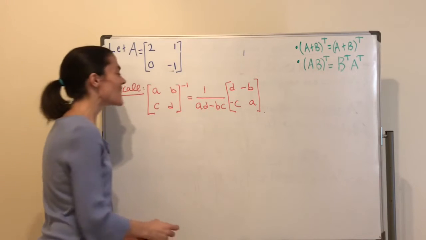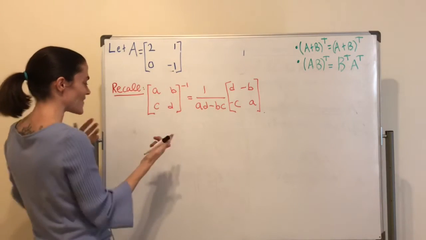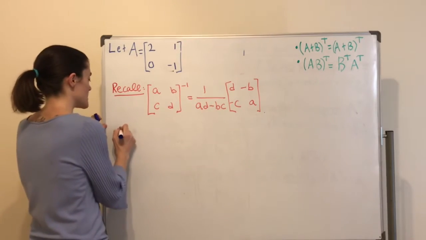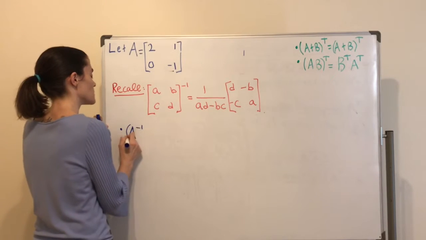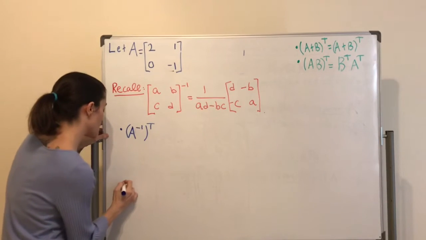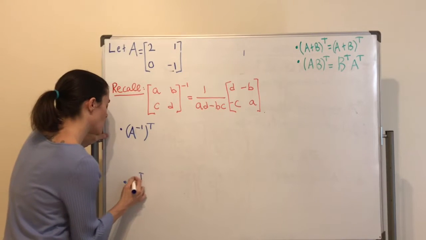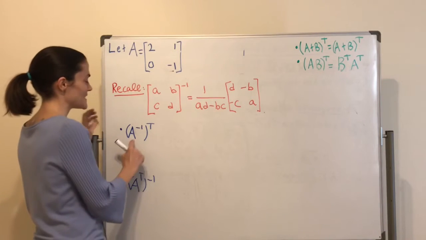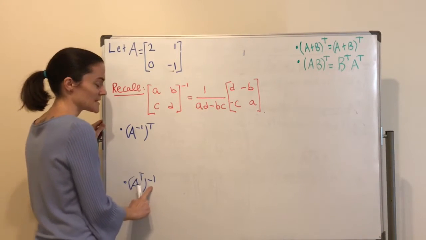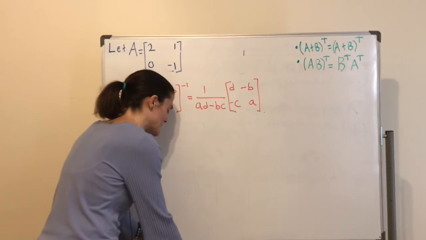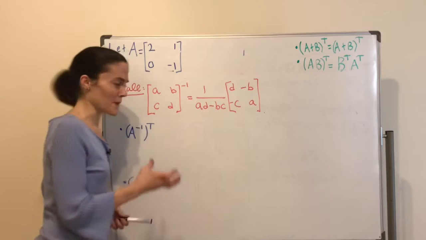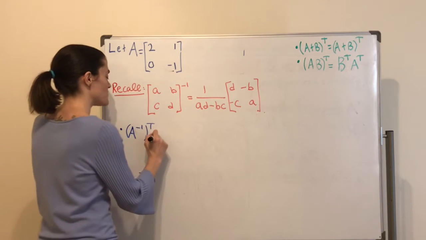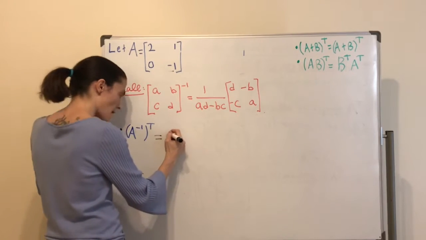Okay, so let's compute. What I'm going to compute here is A inverse transpose, and I'm going to compute A transpose inverse, right? These are two different things. This is the transpose of the inverse matrix. This is the inverse of A transpose. So let's compute these two. And in part, doing this example, we understand what these even mean, for instance. Okay, so this one says, first take the inverse and then take the transpose.